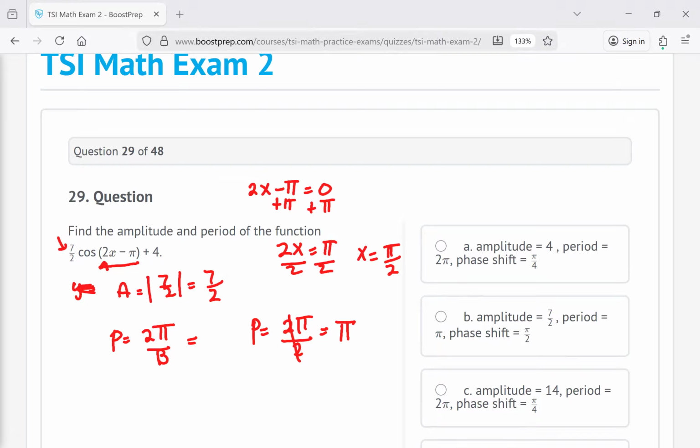So what's my amplitude? My amplitude is 7/2. It's not A. Is it B? Amplitude 7/2, period is pi, phase shift is pi over 2. I think this is the one, right? Amplitude is 7/2, period is pi, phase shift is pi over 2.